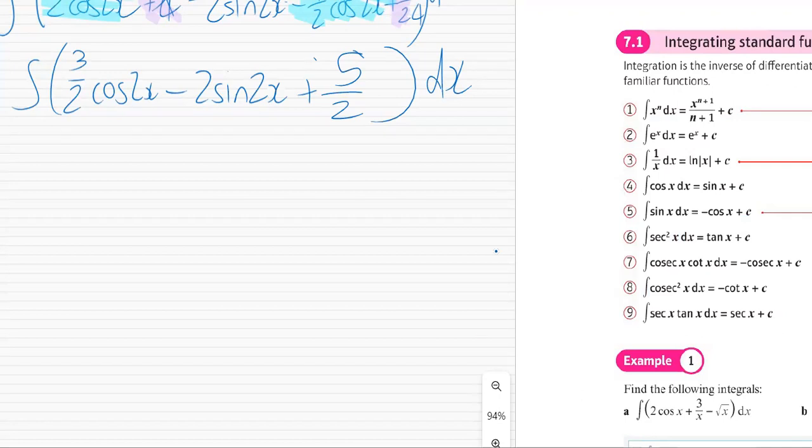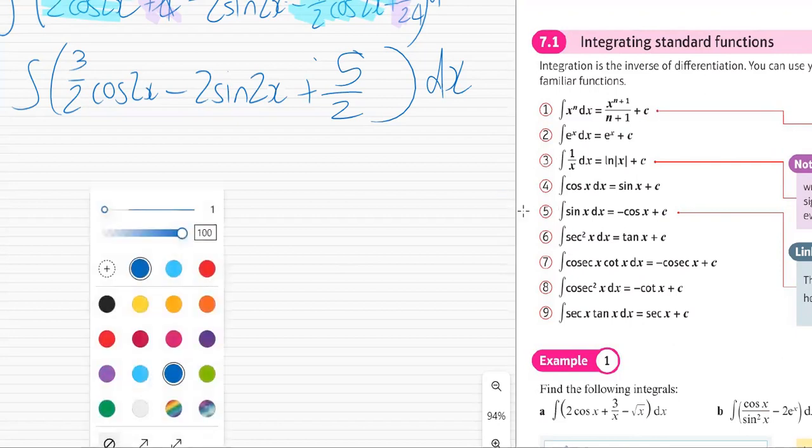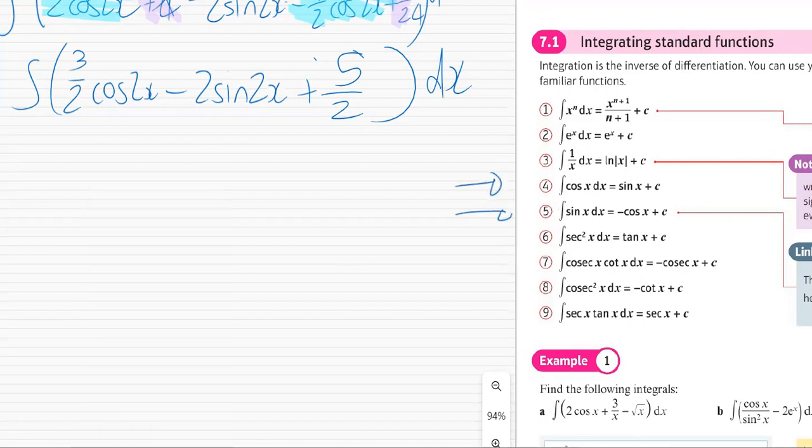So these are the integrations that you should know off by heart for your exam. So we're just using these two. Okay. So we're looking at cos and sine, and when you integrate it, cos goes to sine, but positive, and sine goes to negative cos. So just to look at that.